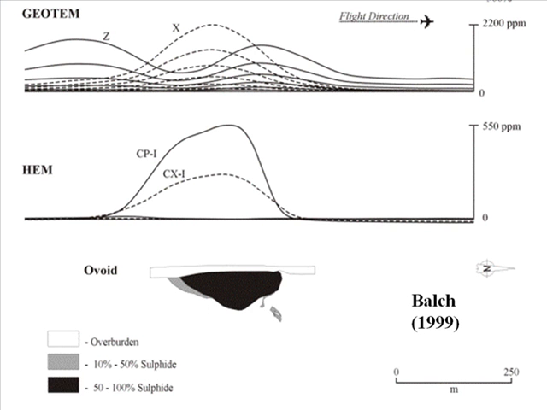And here you can see in cross-section the black blob is the ovoid, and then above that are the electromagnetic responses. And there are good, strong electromagnetic responses in the vertical Z and the horizontal X components of the geotherm, and there's also strong responses in the helicopter electromagnetic profiles.